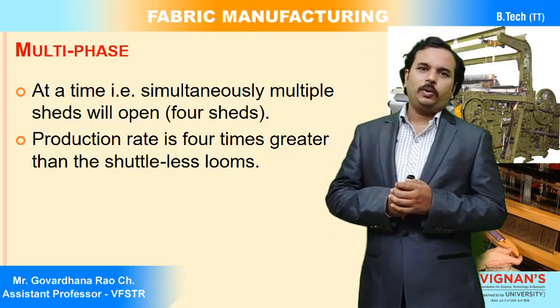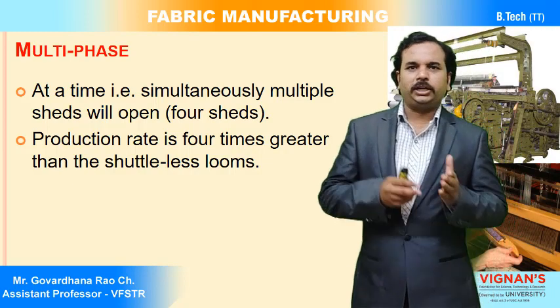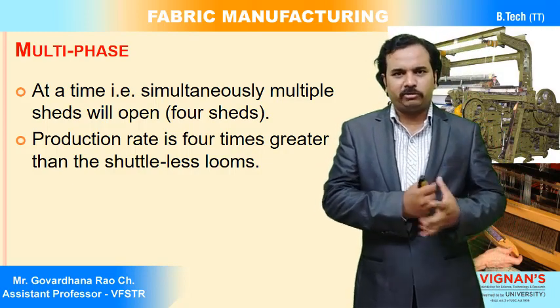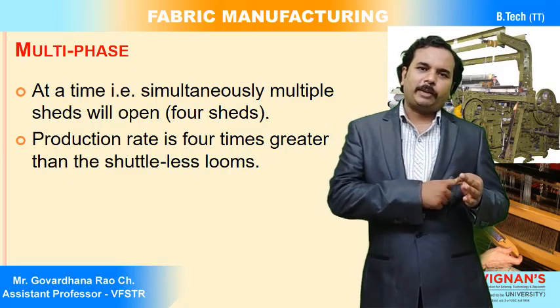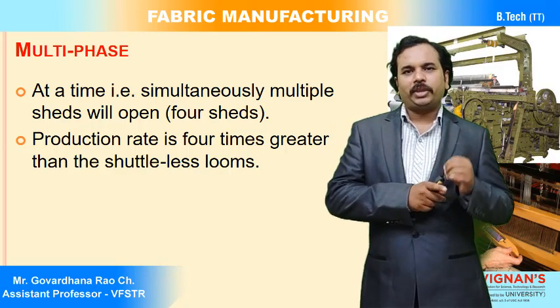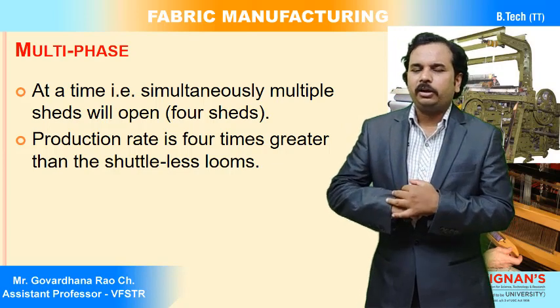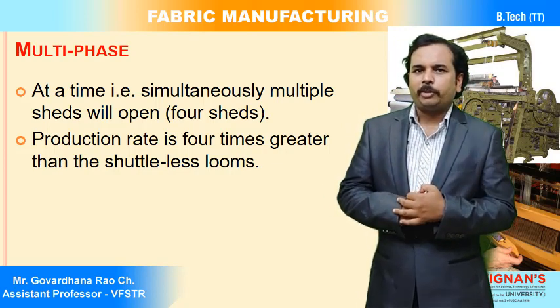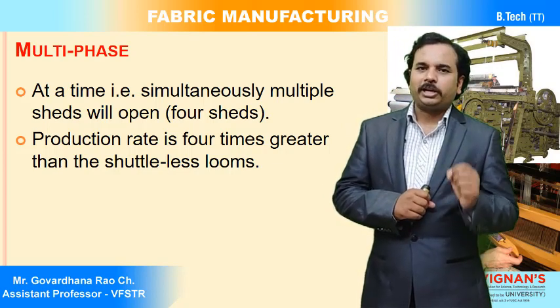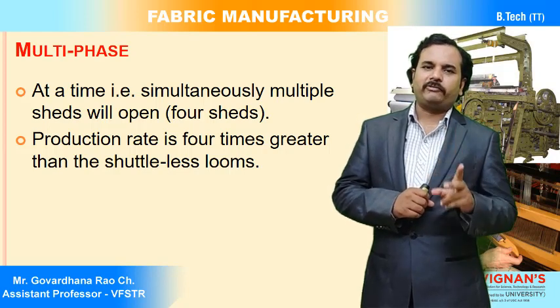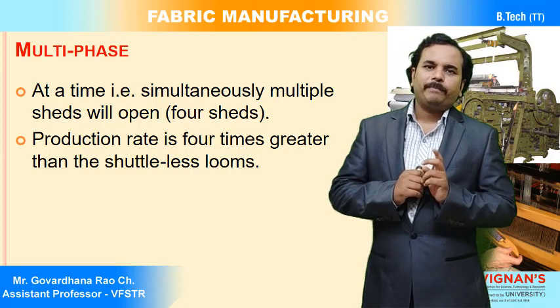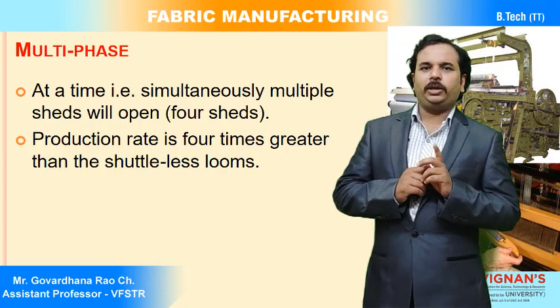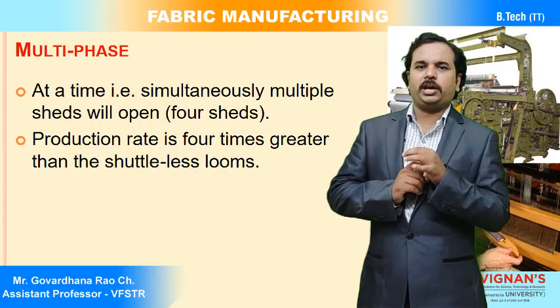Now, in case of shuttle looms and shuttleless looms, whatever we have discussed, up to projectile, rapier, air jet and water jet, at a time how many sheds are we forming? We are forming at a time only one shed. So only one shed we are forming and we are inserting only one weft yarn.